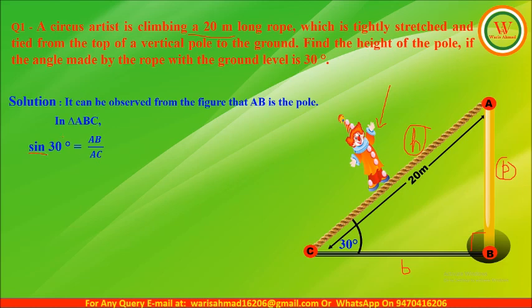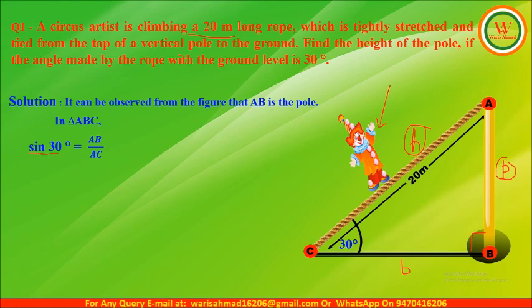Why have I taken sine? Because the value of H is given and the value of P we have to find out. That's why I have taken sine. If we take cosec, then also we will get the same answer. The angle is given as 30 degree, so we have written 30 degree here. If the measurement of the angle is given as 60 degree, then we have to write 60 degree here.